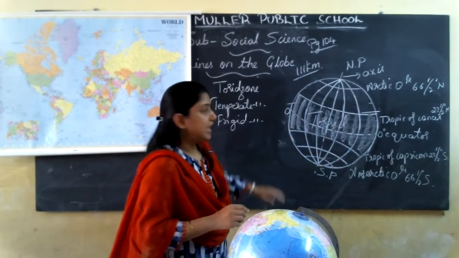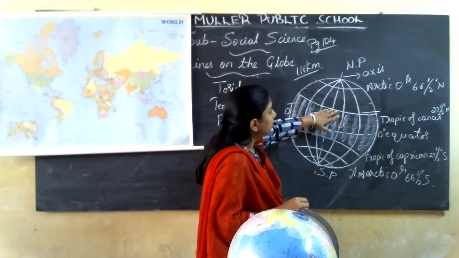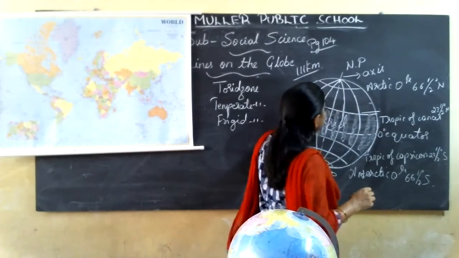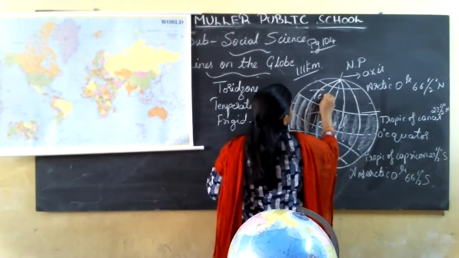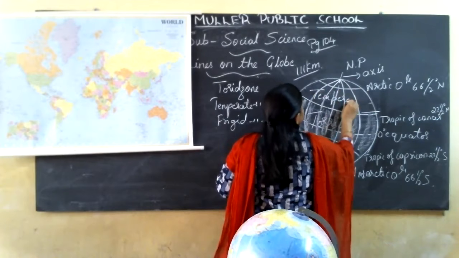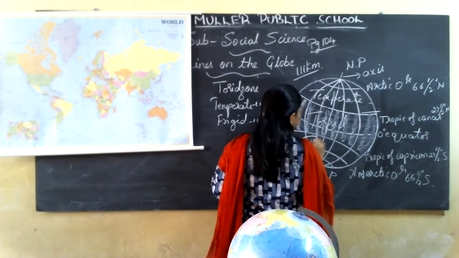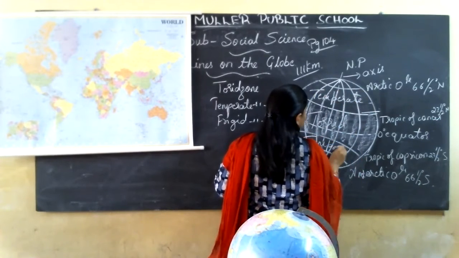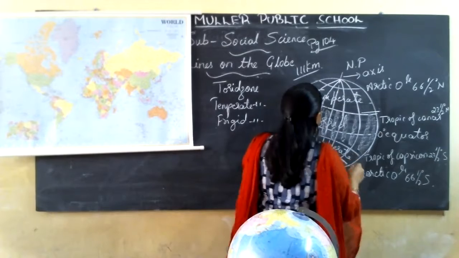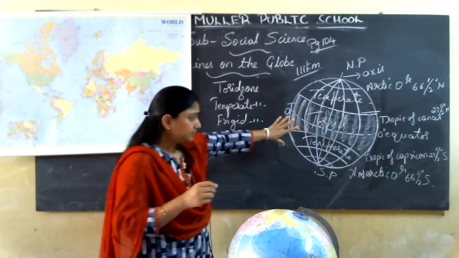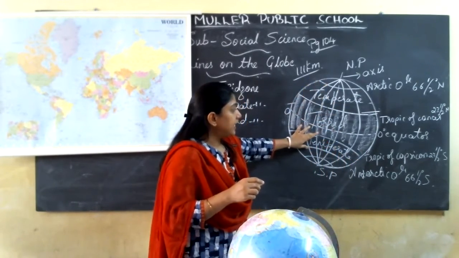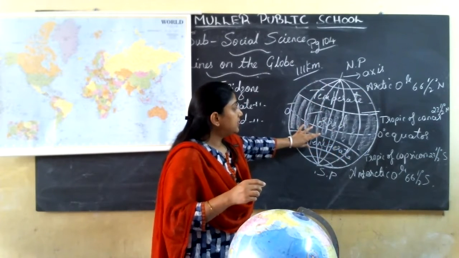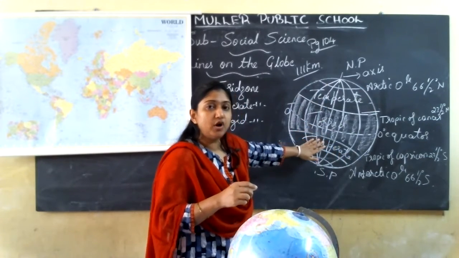Above the torrid zone, that is the temperate zone, lies between the Tropic of Cancer and the Arctic Circle. So this is the temperate zone. Here the sun rays are a little moderate. This zone does not receive direct sun rays, so the climate here is moderate.